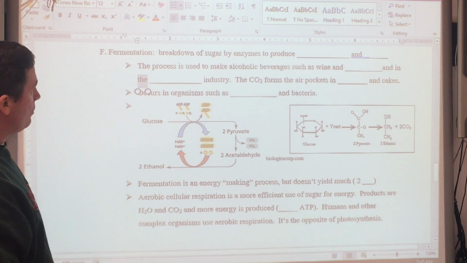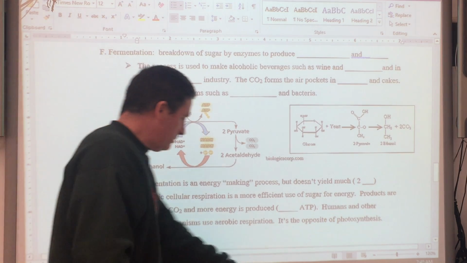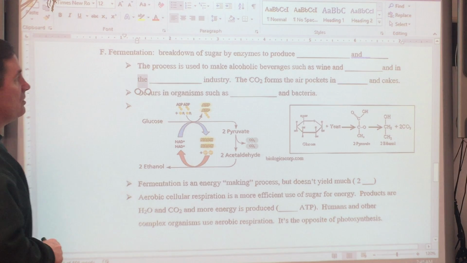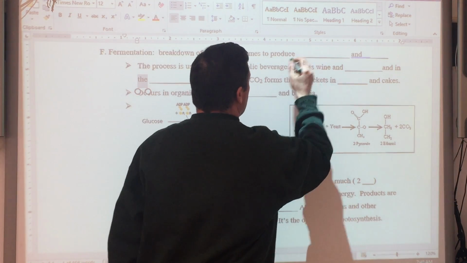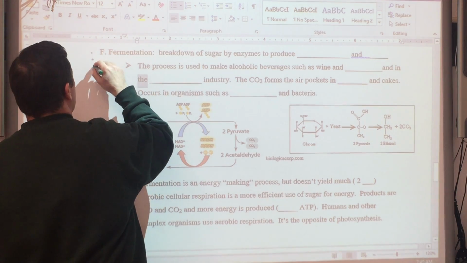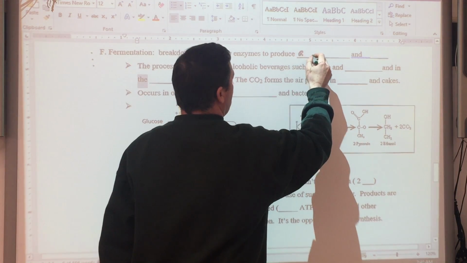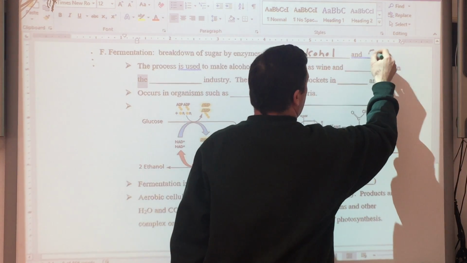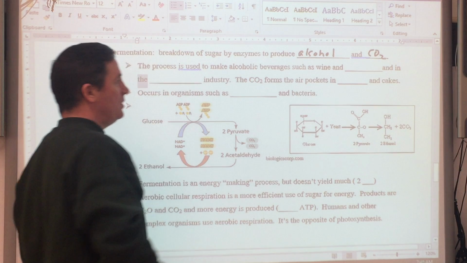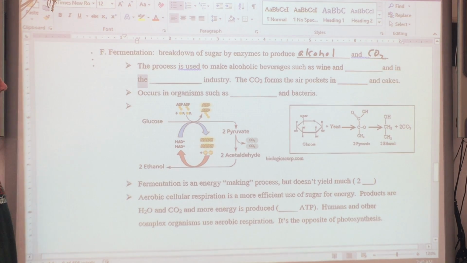Today we'll look at the last three. Fermentation is one of them. Fermentation is the breakdown of sugar by enzymes to produce, and these are the end products here, alcohol and carbon dioxide. So this is a naturally occurring thing that's done by yeast and certain bacteria.